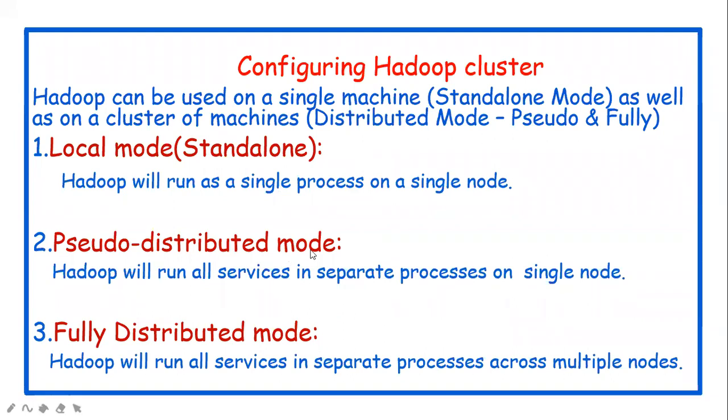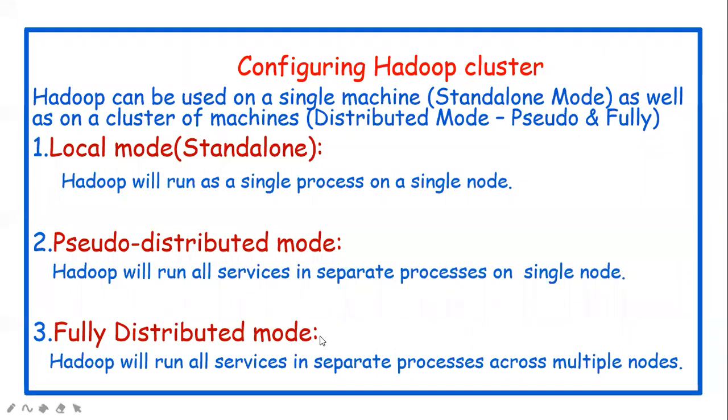Next is pseudo distributed mode. It is similar to local mode, but Hadoop will run all services as separate processes on a single node. Same single node and same Hadoop, but the services run in separate processes. That is called pseudo distributed mode. In standalone mode there is no HDFS, only a single file system, whereas in pseudo distributed mode we are going to use HDFS.